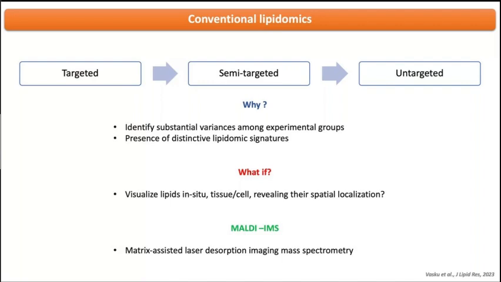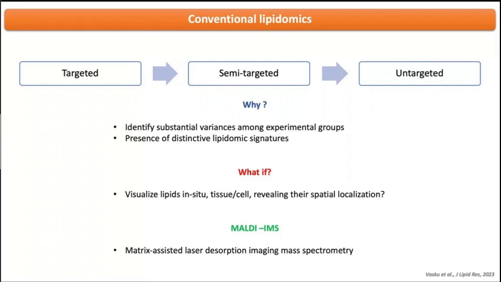The thing that they have in common is that through them we can identify substantial variances among experimental groups, and we aim to obtain the presence of distinctive lipidomic signatures, either by specifically targeting them or by looking at them in an exploratory way. For instance, if we perform untargeted lipidomics, at some point we don't really know what we are looking for, but we know that we want a lipidomic signature between the groups that we are comparing.